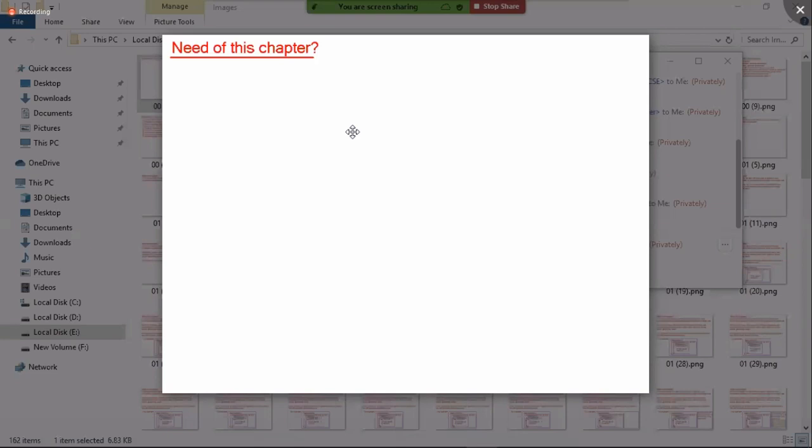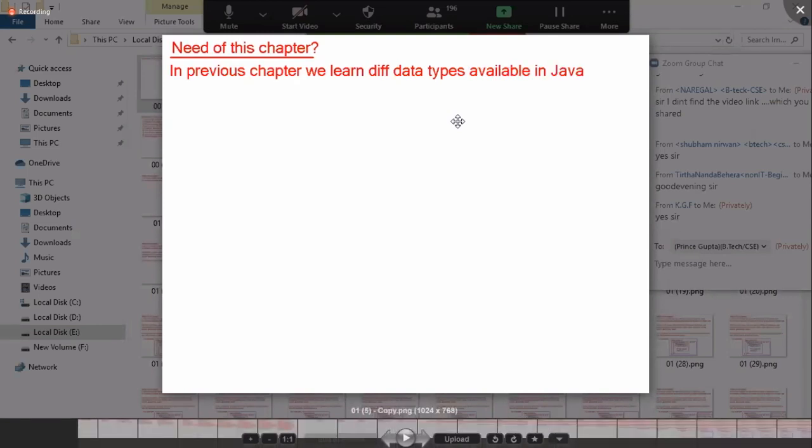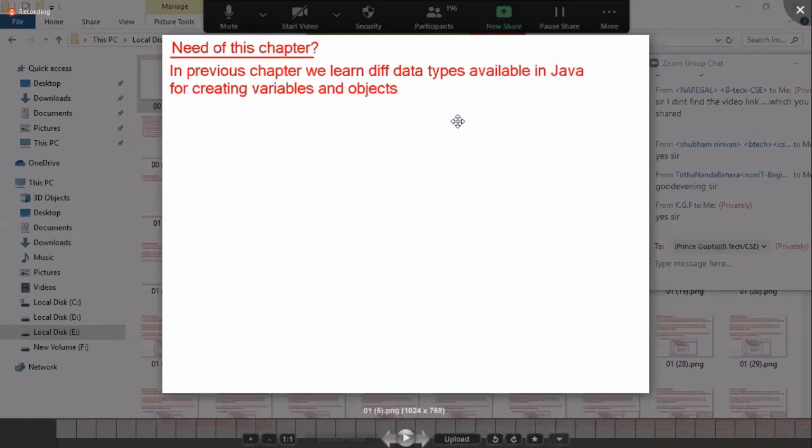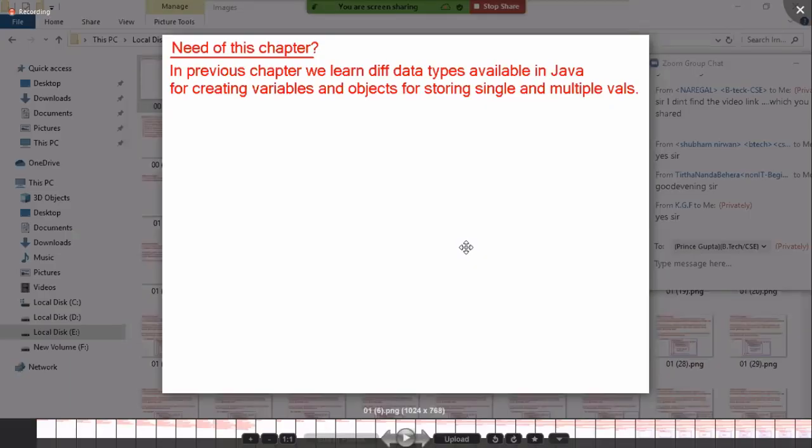Okay, let's start. What is the need of this chapter? Simple point first, let me give. In the previous chapter we have learned different data types available in Java for creating variables and objects. Just now I have concluded, what is the use of variables and objects? For storing single value and multiple values. Fine. Now we have values. Then as per our project requirement, we have to verify whether those values are valid or not.